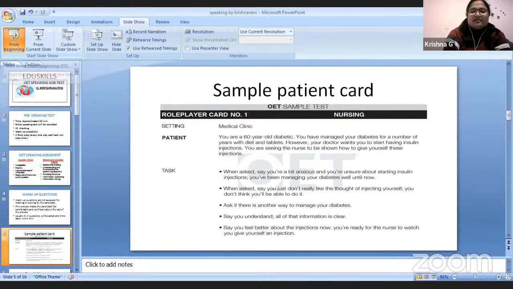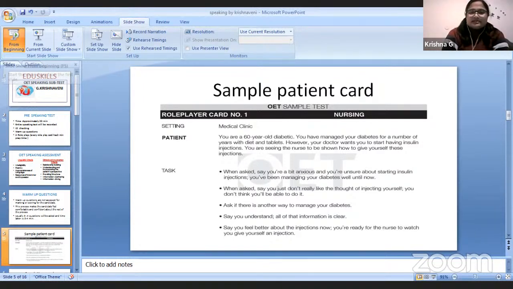As OET candidates, we never get the patient card because we will be acting as a nurse in our real exam. So the patient card will be with the interlocutor. So don't worry about the patient card. Just concentrate on the nursing card.